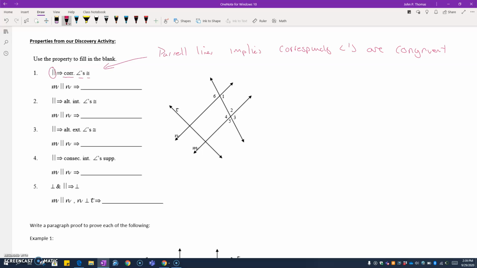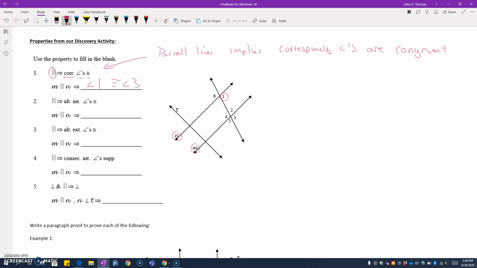So this says M is parallel to N. If M is parallel to N, that would imply corresponding angles are congruent. So we could talk about angle 1 being congruent to angle 3.